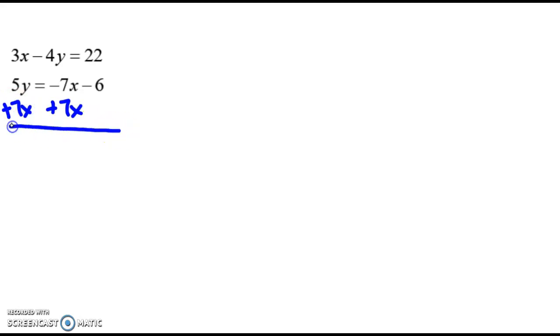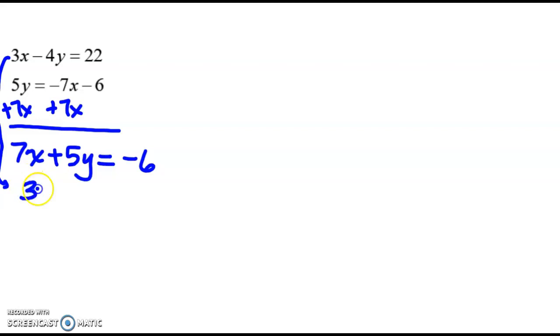in the second equation. So you want to write in alphabetical order. 7x plus 5y equals -6. I'm just going to rewrite this equation here. 3x minus 4y equals 22. I can choose to get rid of my x's or the y's.